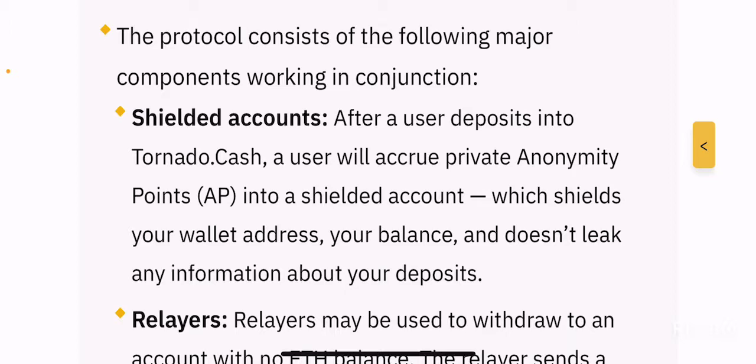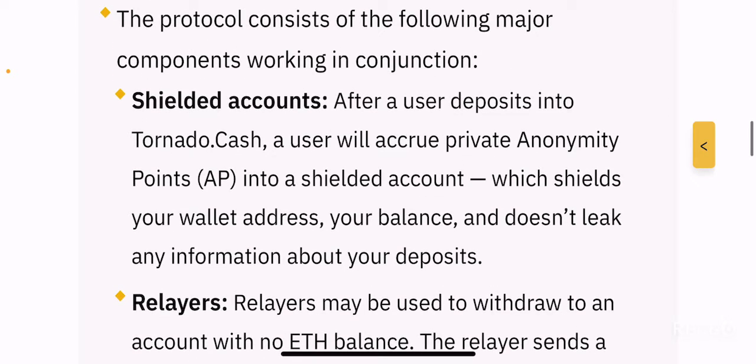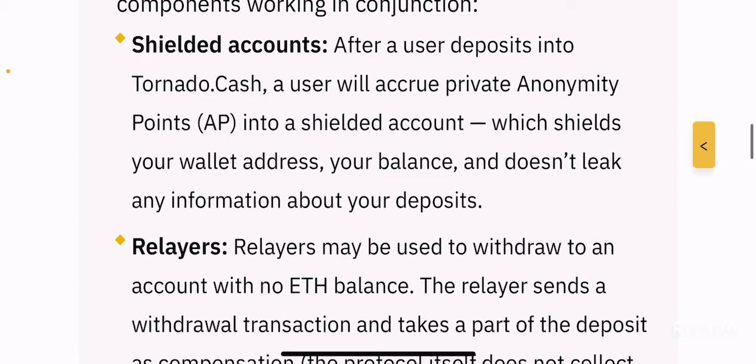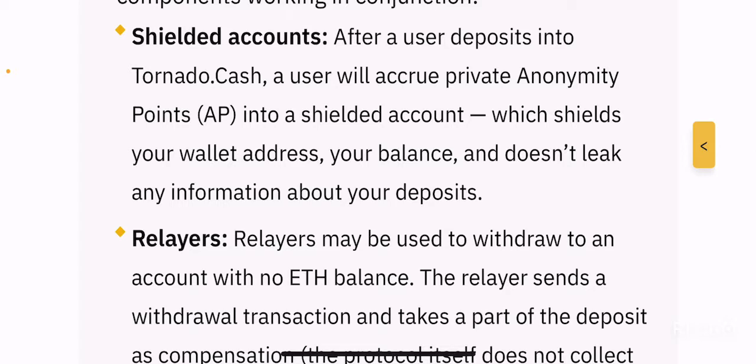The protocol consists of the following major components working in conjunction. So again, they have several major components within the project, and we'll cover some of them quickly. So shielded accounts. After a user deposits into Tornado.cash, a user will accrue private anonymity points into a shielded account, which shields your wallet address, your balance, and doesn't leak any information about your deposits.